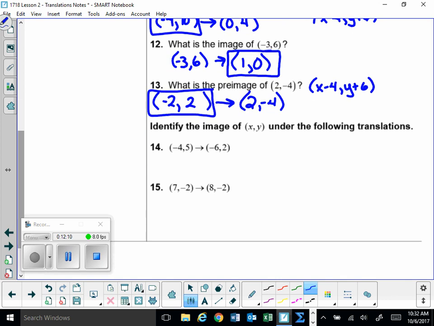All right. So this is asking me to figure out the rule. Right here, it's giving me the ordered pairs like I have in my answers above, and it's asking me to figure out what happens to x and y. All right, well, let's look at my x values. How do I go from negative 4 to negative 6? I have to subtract 2, so x minus 2. Let's look at my y values. How do I go from 5 to 2? Subtract 3. And you're done.